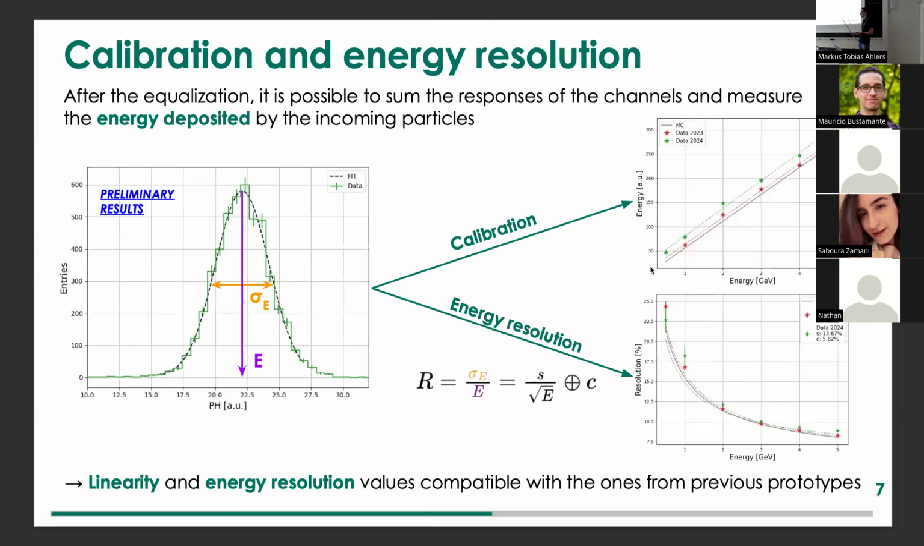Then we can sum the response of all of our detector, so we can measure the energy deposition histogram. We can fit it with a Gaussian function, and we can compute the calibration, the linearity, and the energy resolution. These two values are compatible with a smaller prototype, and also compatible through the 3 years of data taking.